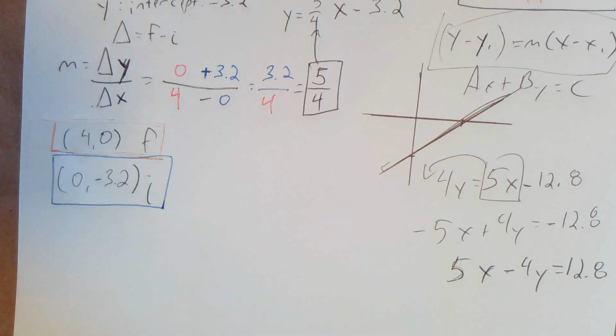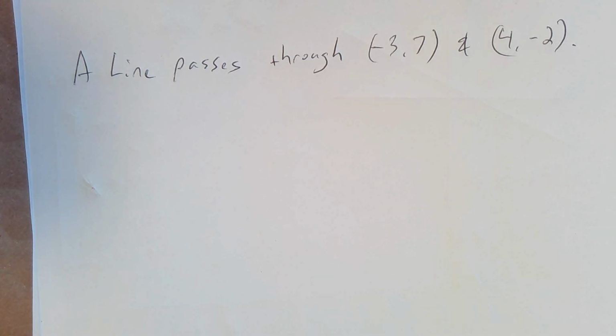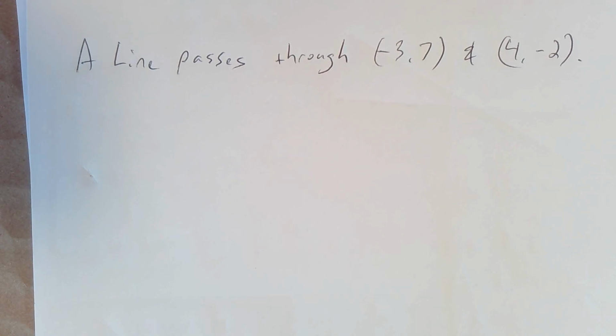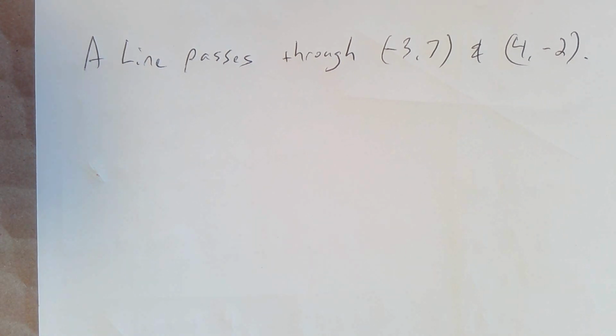Okay, we'll move on to a different one right now. All right, so here's a line that passes through these 2 points. Let's find all the equations for it. All right, so in order to find all 3 different equations, I guess it's just one equation and we're going to put it in 3 different forms, right? So the best way to do this is we can either find it in point-slope form or we can find it in slope-intercept form first.